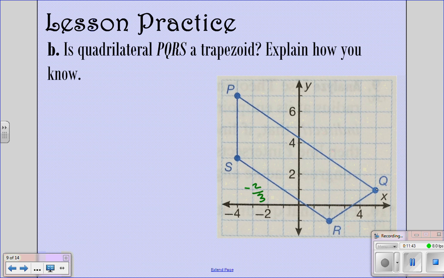From Q to P, we're going to go up 1, 2, 3, 4, 5, 6, and we're going to go over 1, 2, 3, 4, 5, 6, 7, 8, 9. So 6 over negative 9, those both divide by 3, and so we have 2 over 3. So is this a trapezoid? Yes. And how do we know? They have a set of opposite parallel sides. So that's how we know it's a trapezoid.